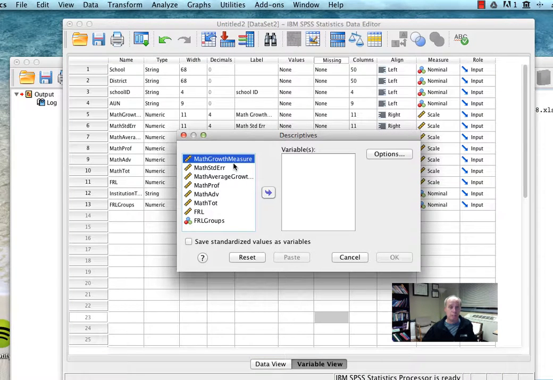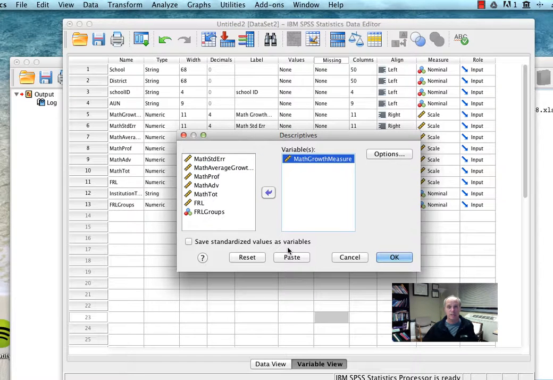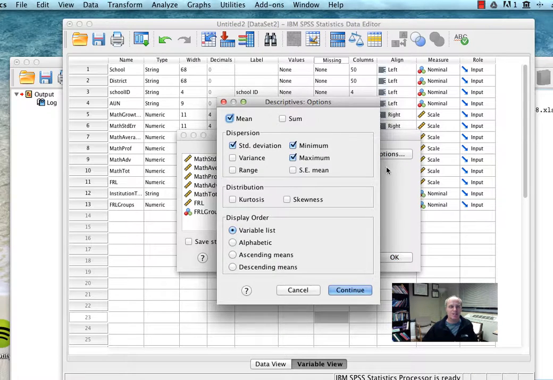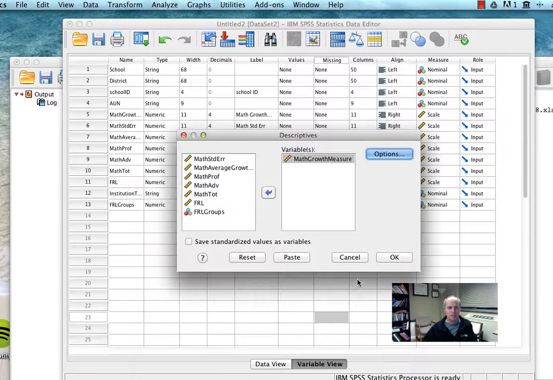And let's see, what is the math growth measure average? Let's do that. There is a theoretical answer. It should be 0. So I don't really care about min and max. Actually, I do. I'll leave it in there. And I want standard deviation. Oh, there it is. It's all set. I could also get standard error, but I'm just going to stick with this now.